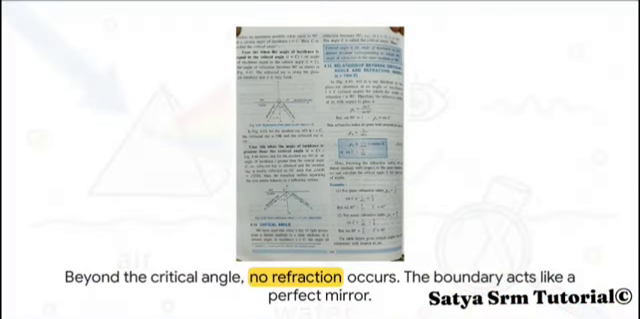And here is the magic. The angle of incidence is now greater than the critical angle. Look closely. Where's the refracted ray? It's gone. There isn't one. The light is completely reflected back into the glass, just as if that boundary had turned into a perfect mirror. That is total internal reflection.